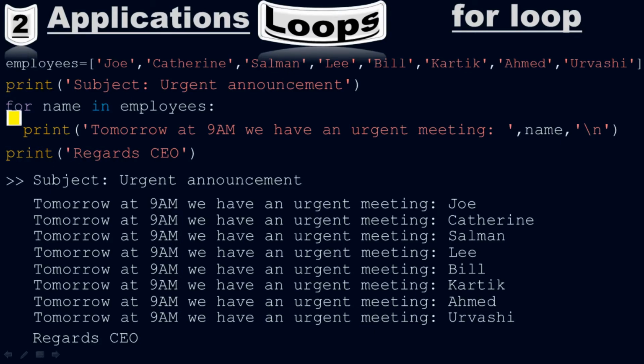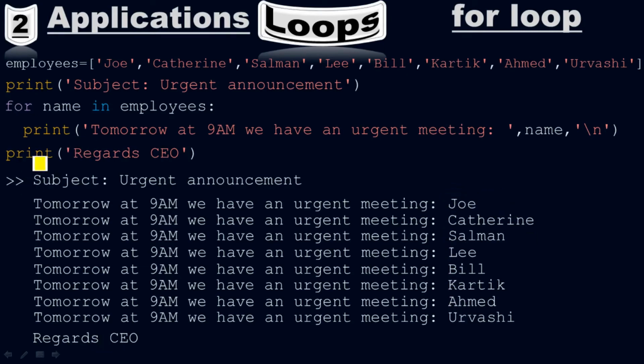And then the for loop will iterate over the last employee, the eighth employee, Urvashi. Yes, Urvashi exists here. Therefore, the message will be sent, tomorrow at 9 a.m.: we have an urgent meeting, Urvashi. So look at here, a single message has been sent to all the employees of the company from the CEO.